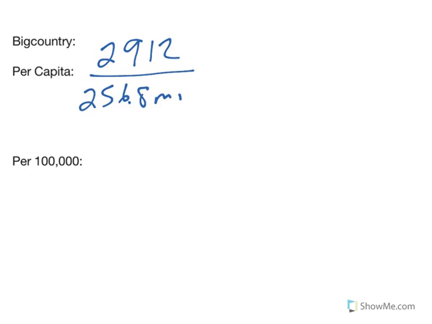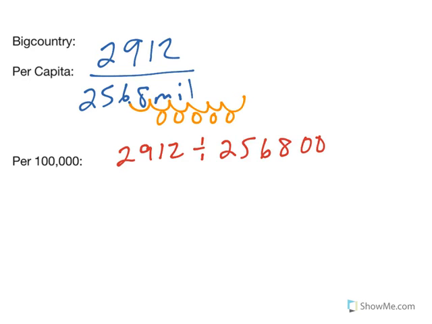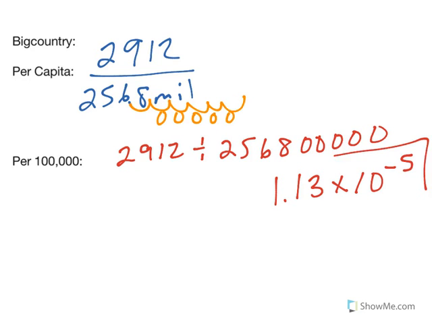Big country has 2,912 blue cars and 256.8 million people. So again, we want to move this 6 places, 1, 2, 3, 4, 5, 6, which means we are adding 5 zeros. So I'm going to take 2912 divided by 2568 with 5 zeros. And again, my calculator spits immediately into scientific notation. To the nearest hundredth, 1.13 times 10 to the negative 5th.